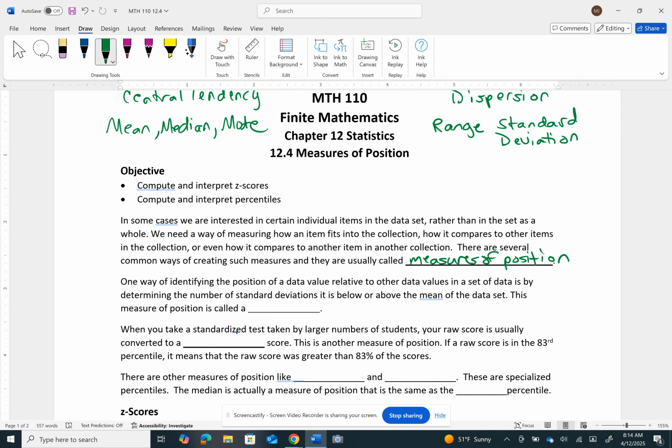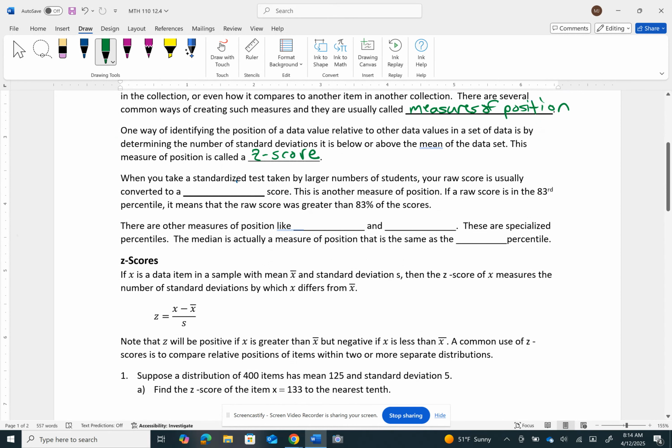So the big one, the one that we're going to spend a lot of time on, is a z-score. It tells you how many standard deviations above or below the mean a particular data value is. So that's called a z-score. The other one that we'll spend just a little bit of time on is called a percentile.